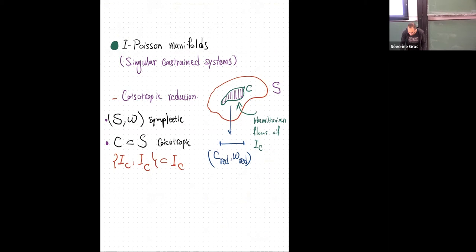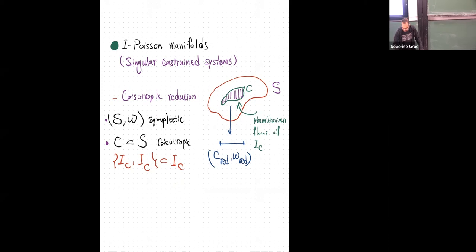Now let's jump to I-Poisson manifolds, before introducing them to the theory of isotropic reduction. We have a symplectic manifold, and a quasi-isotropic submanifold C, meaning that its vanishing ideal IC is a Poisson subalgebra. Under these conditions, the Hamiltonian vector fields of IC induce a singular foliation on C. And in the case this foliation and its leaf space are regular, we would obtain a symplectic manifold. We call it C reduced, the reduction of C. But this is not always the case.